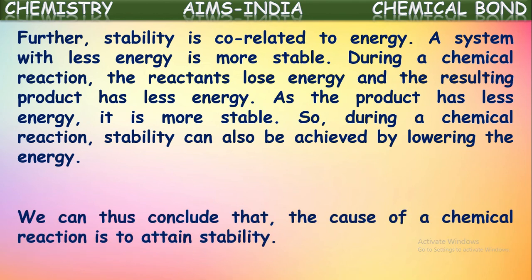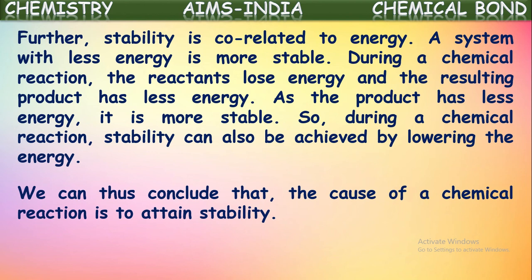Okay, we can thus conclude that the cause of chemical reaction is to attain stability. This is the main reason we say for chemical reactions. Atoms combine chemically to attain stability, to become more stable or least energetic. This is the reason for all chemical reactions.